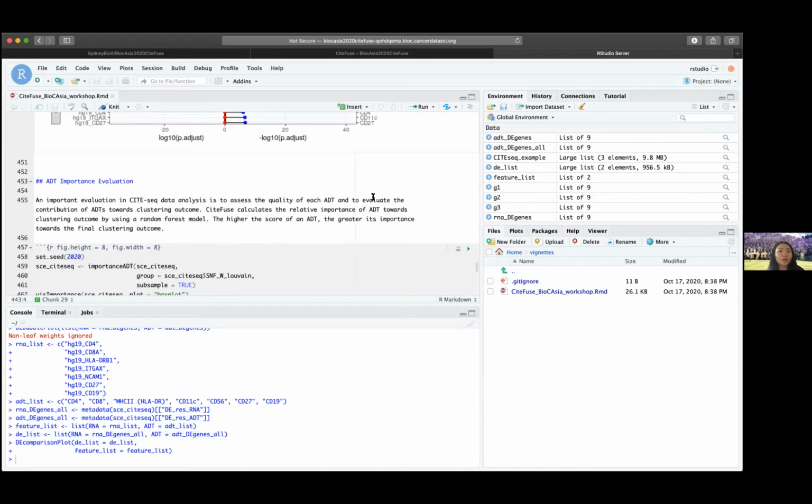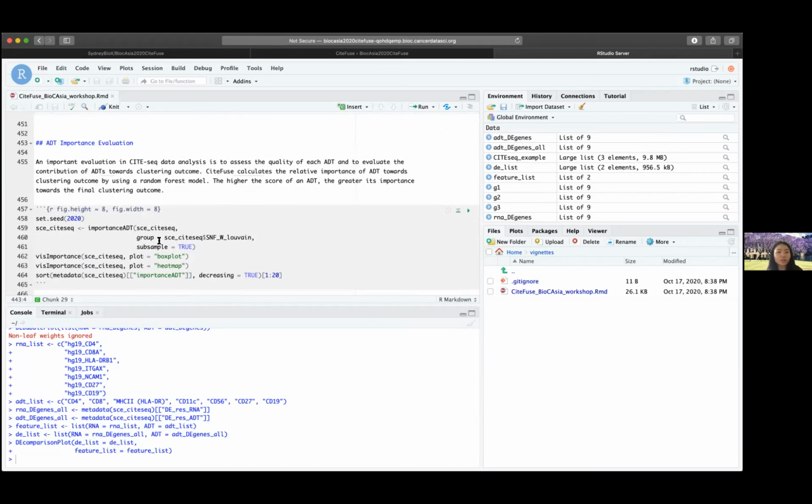So next, I will introduce the ADT importance evaluation. This is implemented in the importance ADT function. Here the group indicates what kind of grouping we want to see how the ADT can discriminate. So here we use the Louvain clustering results and see which ADT contributes the most in discriminating these clustering results.